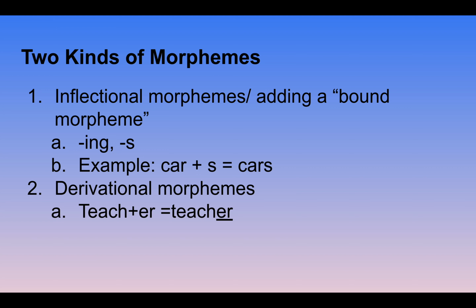The second kind of morpheme is called a derivational morpheme. This changes the class of a word, which makes a fundamental change to the meaning of the word. So let's look at teach. Teach is a verb. If you add the bound morpheme, the suffix -er, to the base word teach, you change the verb to a noun and you get teacher.